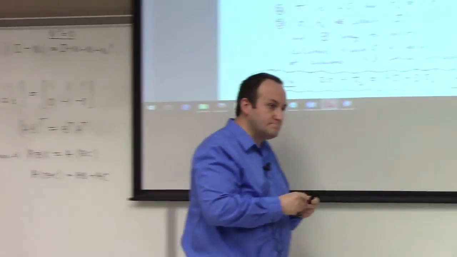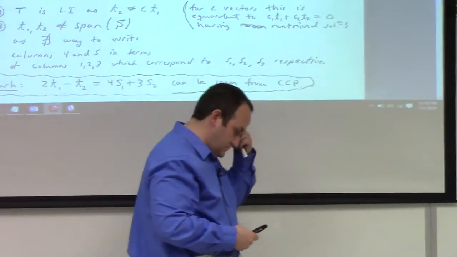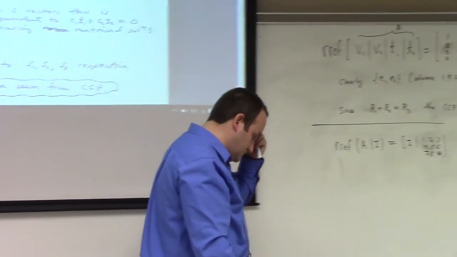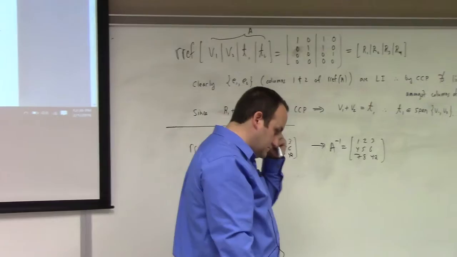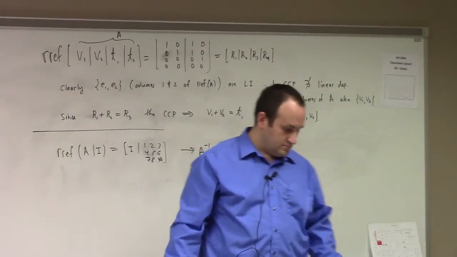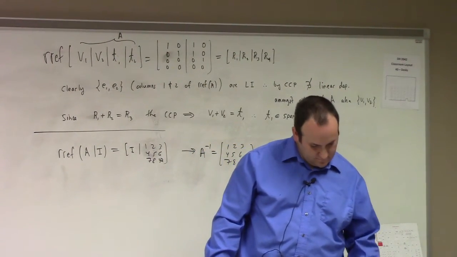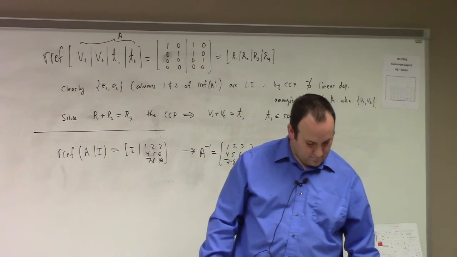If you were to take some other set that contained S1, S2, S3, and T1 and T2, and looked at the whole set, would that whole set be linearly independent?